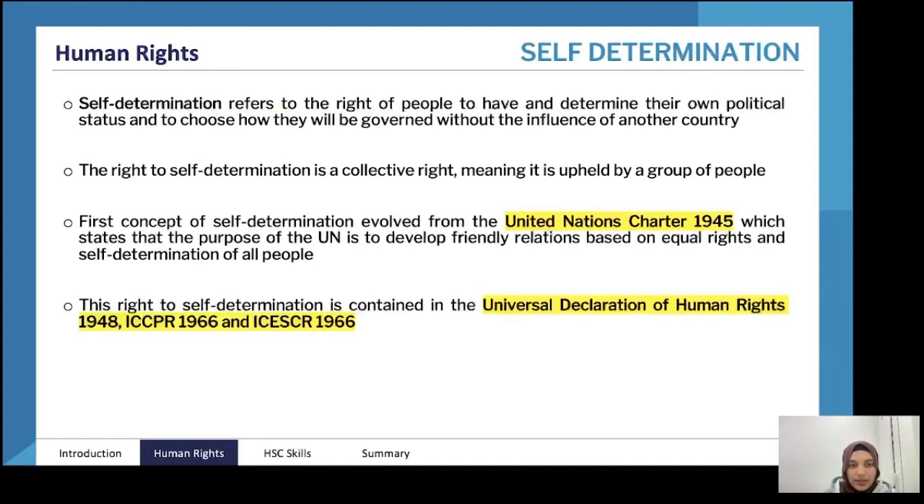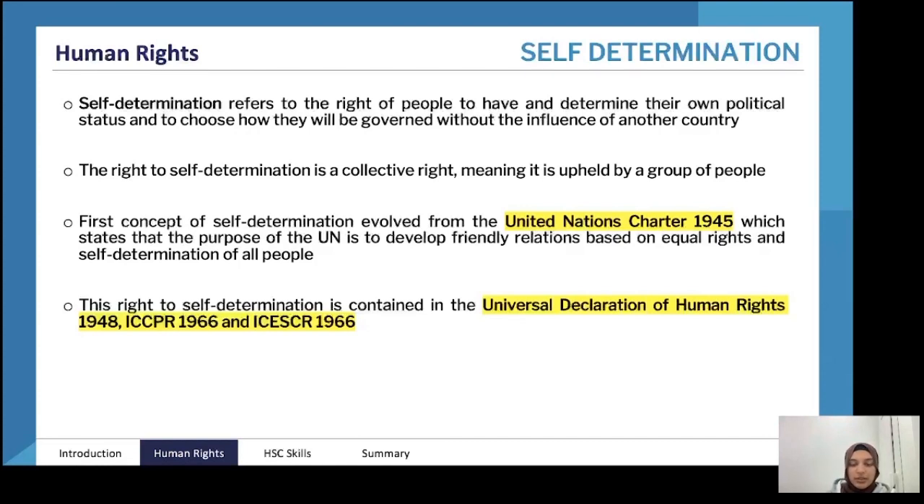Next up, we have self-determination. This refers to the right of people to have and determine their own political status and to choose how they will be governed without the influence of any other country or state. So the right to self-determination is a collective right. It is upheld by a group of people rather than individual people.